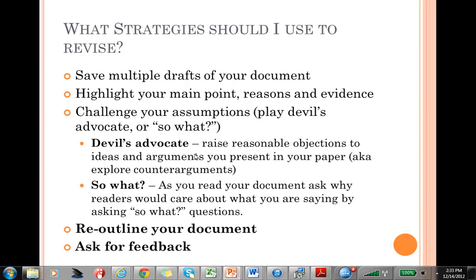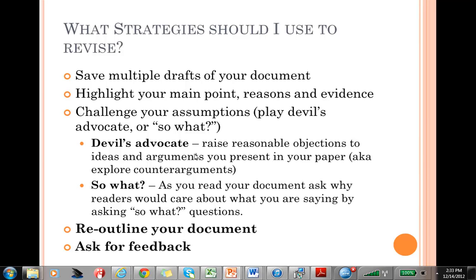You can also challenge the assumptions you're making in your paper, right? Sometimes it's very hard to see the other side of your argument. So one way to do so is to play devil's advocate, and that's where you raise reasonable objections to the ideas and arguments that you present in your paper. Or you can play so what. As you read your document, ask yourself, why would readers care about what I'm saying here? You're presenting a fact and you say so what, and answer that with how you contextualize that quote. You can also re-outline your document, and you can ask for feedback.